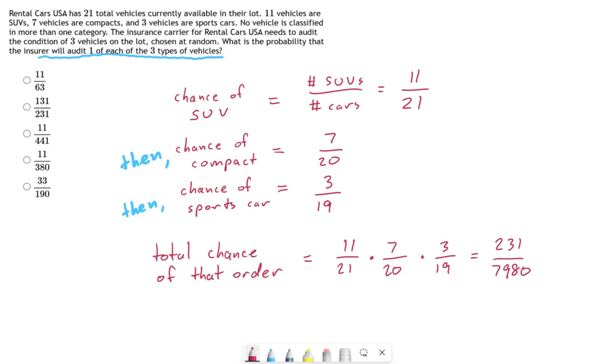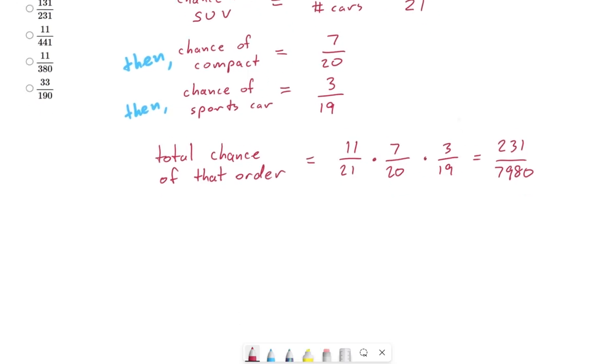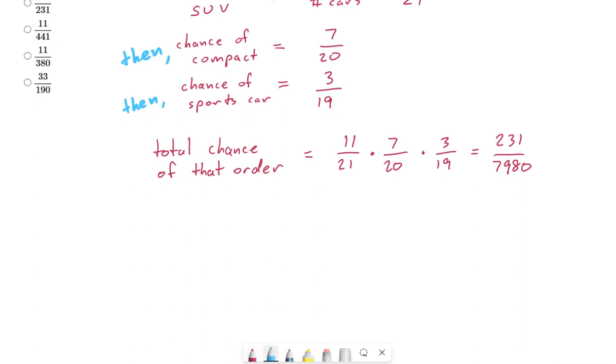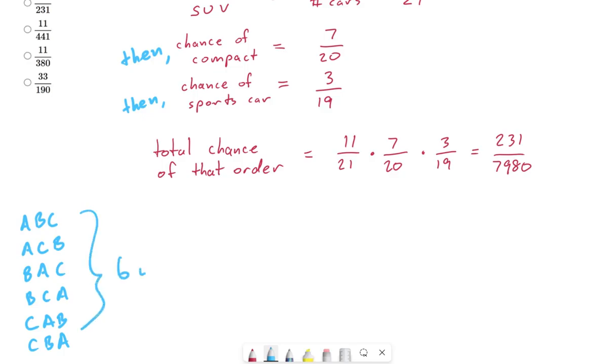So the question is, how many ways are there to pick one of each type of vehicle? Well, let's think about that for a moment. If I have three letters, A, B, and C, how many ways are there to arrange those? Well, there's ABC, there's ACB, and then I could start with the letter B and go BAC, and I could go BCA, or I could start with the letter C and go CAB, and then CBA. So there are, if you count them up, 6 ways to make this work.